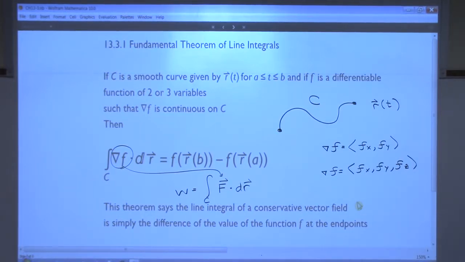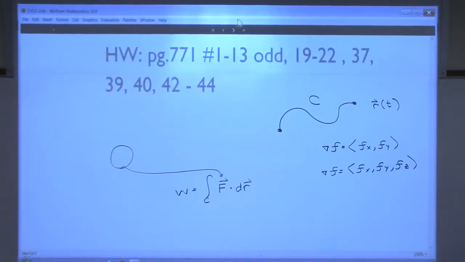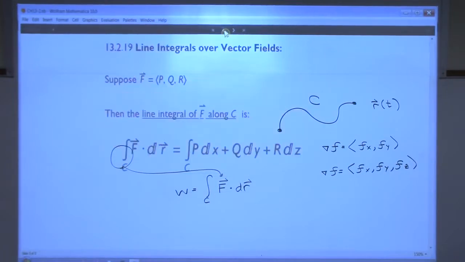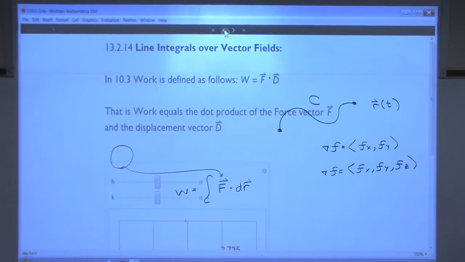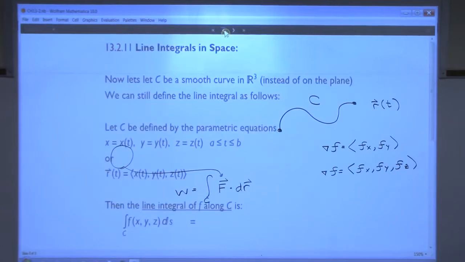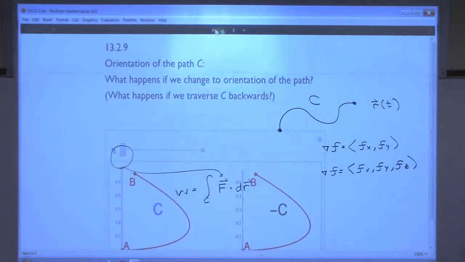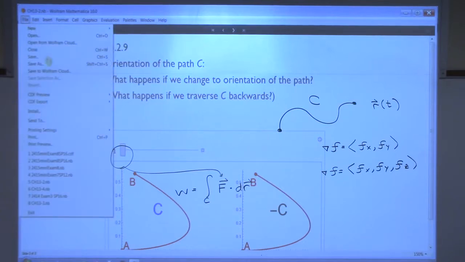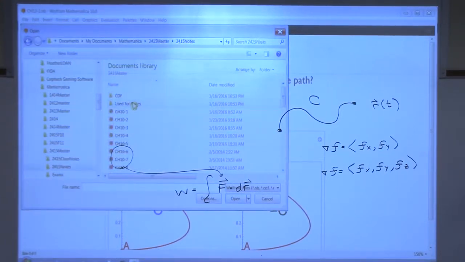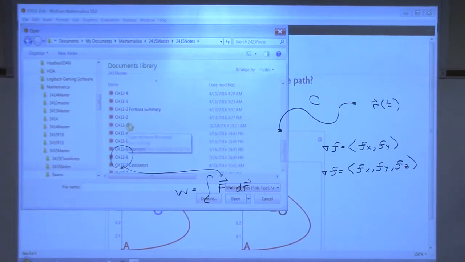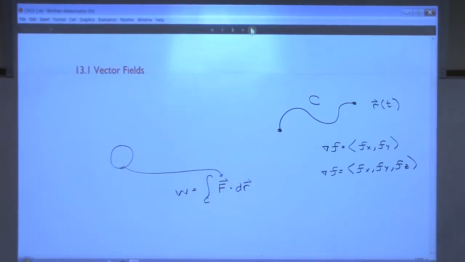Okay, so yeah, if we go back, let me see if I have 13.2 open here. I think I do. I think it's in here. Might be in 13.1 now that I think about it. Who's going to find it? Vector fields.